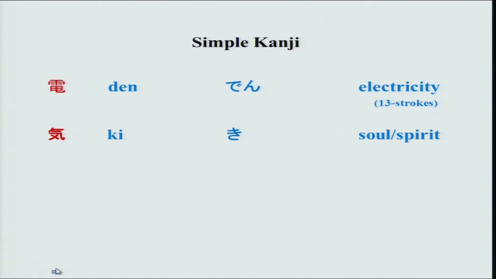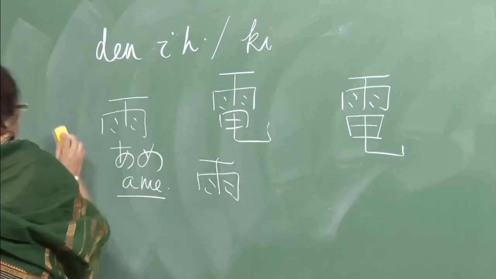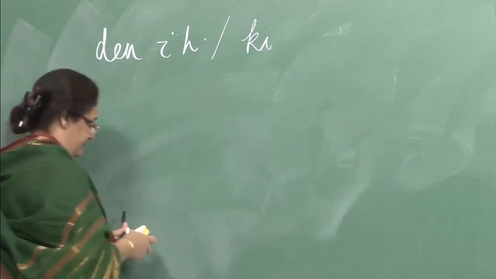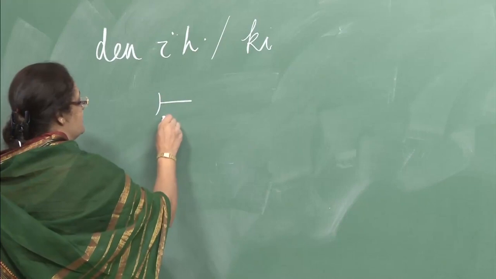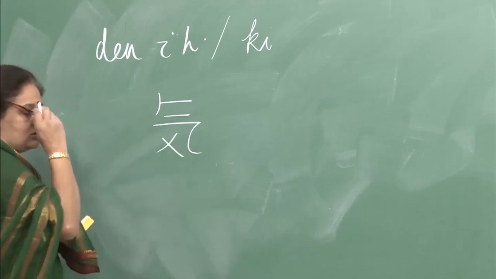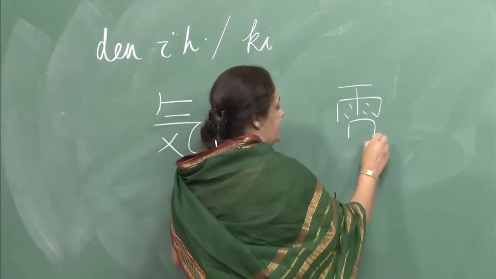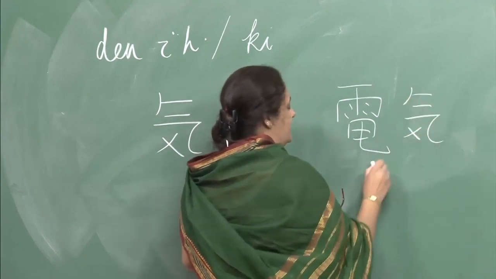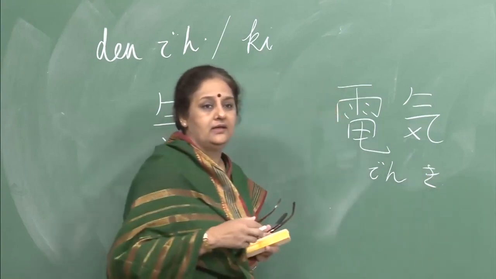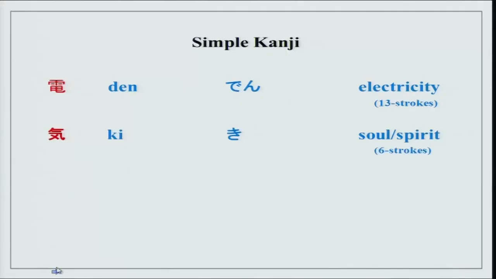We have another one over here. Ki. Ki is 1, 2, this is small, 3, 4, 5 and 6. Ki means soul, the spirit is ki. Denki, denki is electricity. So, that is one word you have done already. And it is a 6 stroke character. You have done this word denki. Now you can do the kanji also.